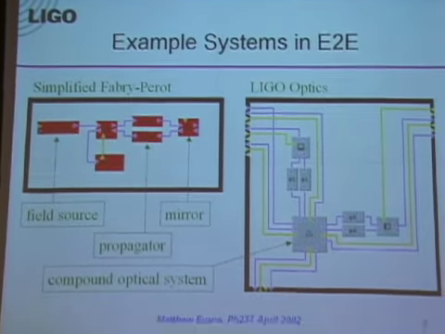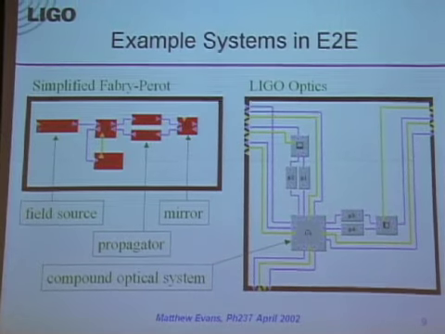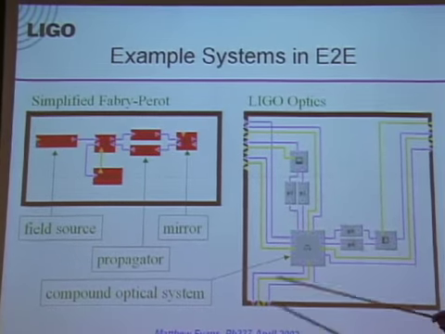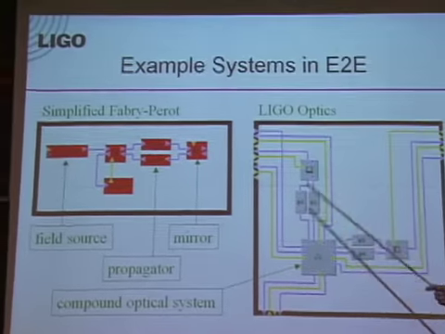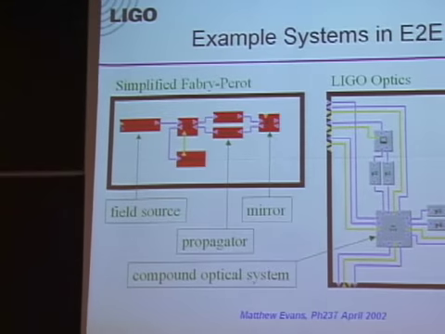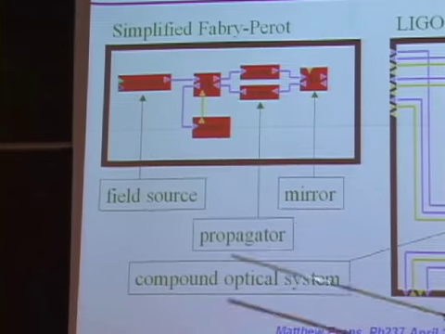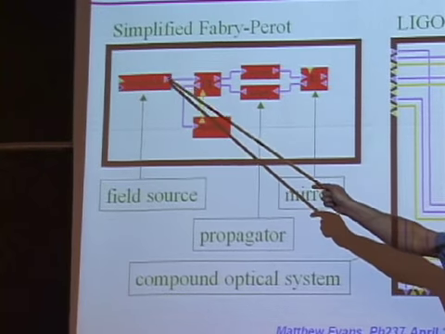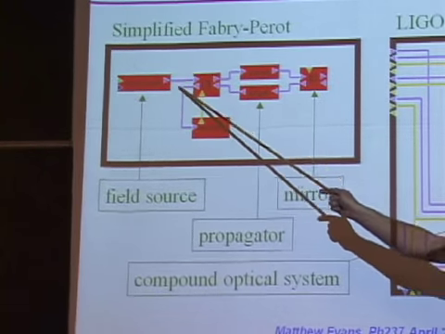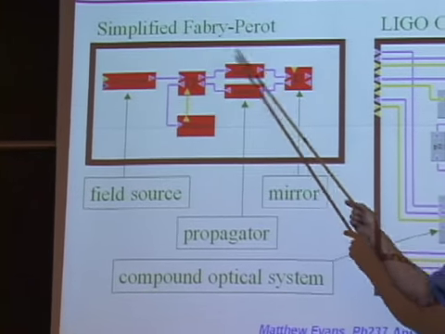And here I have just a couple of example systems as they're seen in E2E. This is sort of the environment that we design our systems in. This one over here is the Fabry-Perot I showed a picture of earlier. And here's my laser again. It generates a field which passes along this. This is sort of our information passing model. That's how all these things are done.